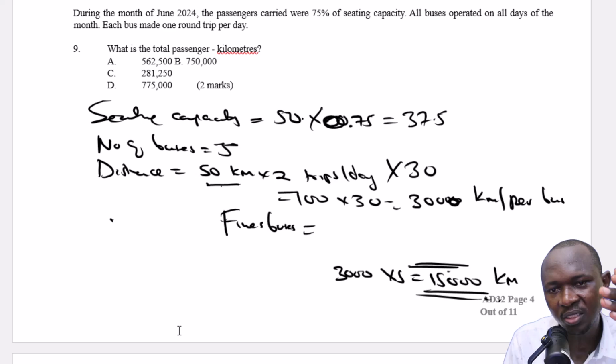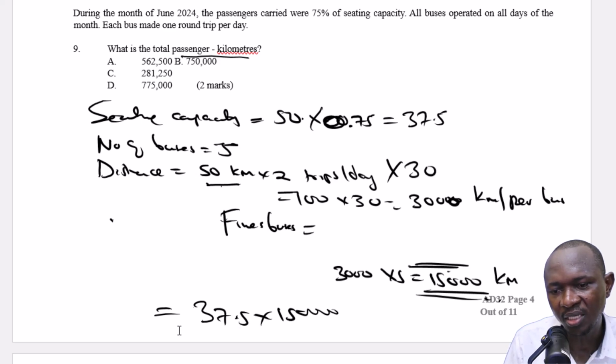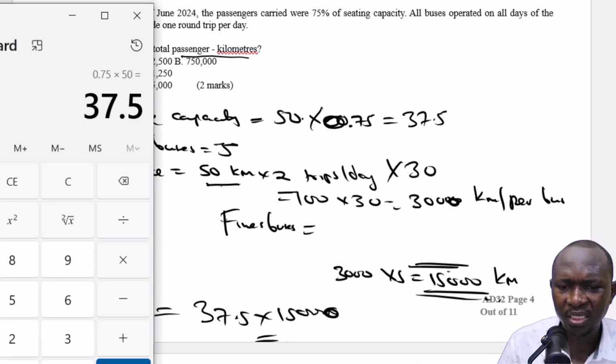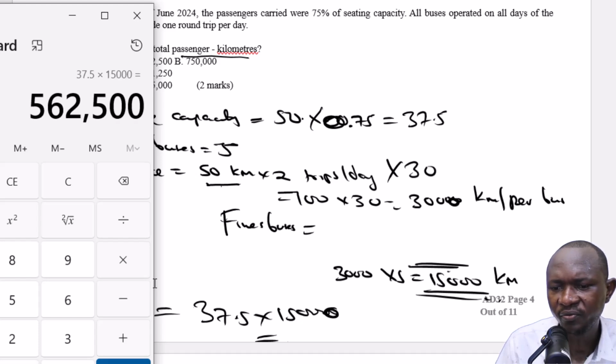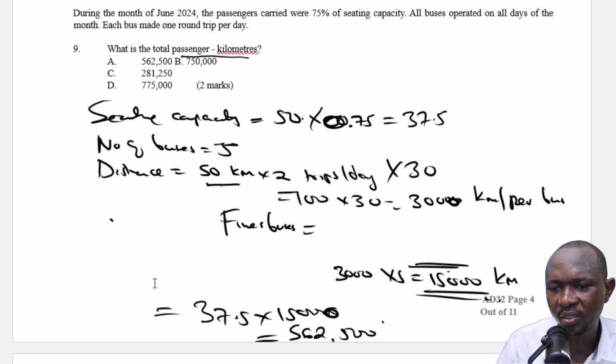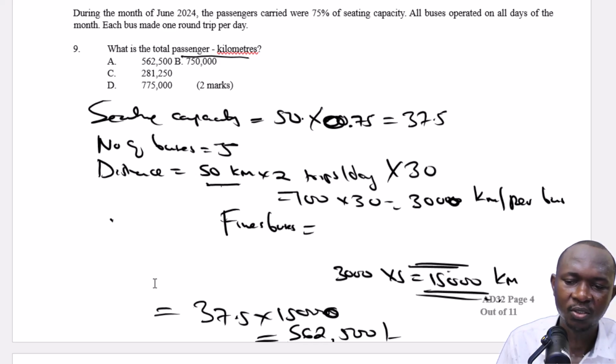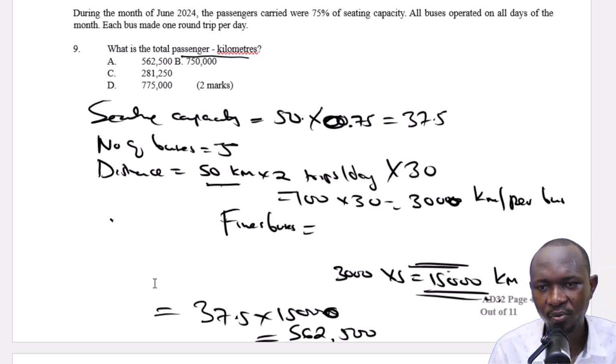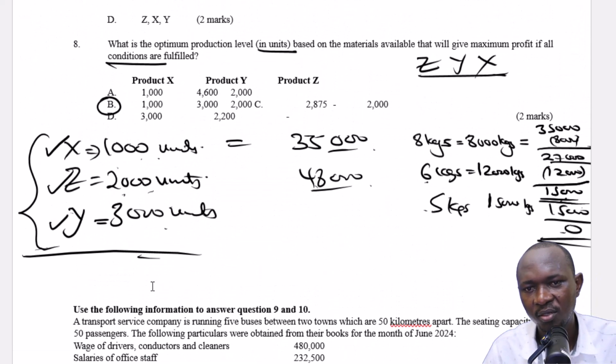The question is, what is the total passenger kilometer? So it means we simply multiply the number of passengers, which is 37.5, times kilometers covered in a month, which is 15,000, and we'll be able to get the passenger kilometers in total. So this will be 37.5 times 15,000. That gives us 562,500. Sorry, it's not shillings. 562,500. So let's see if we have such an answer. Yes, we have it, A. So A will be the answer to that question.